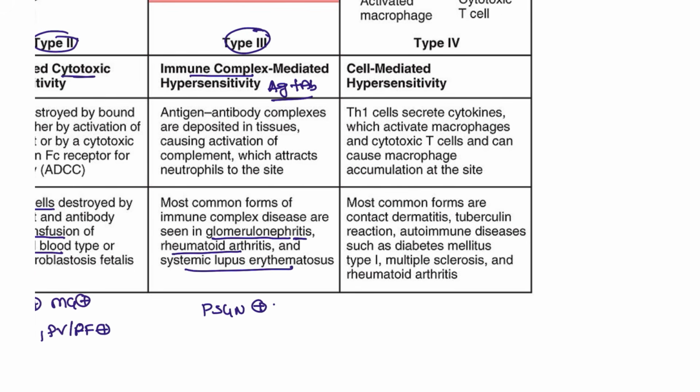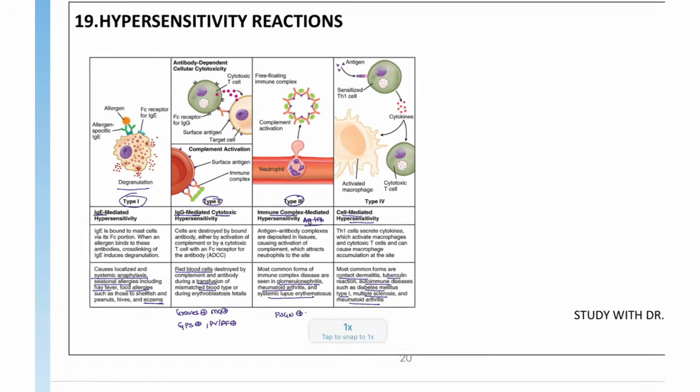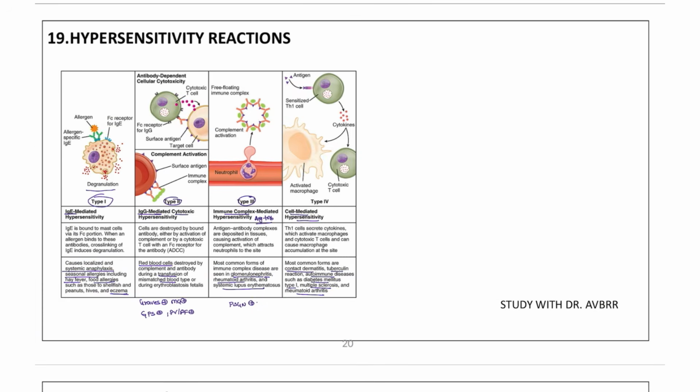Next, cell mediated hypersensitivity reaction. This is most commonly seen with contact dermatitis, the tuberculin test, and also autoimmune diseases such as diabetes mellitus type 1, multiple sclerosis, and rheumatoid arthritis. Okay, these are some of the examples for the hypersensitivity reaction.